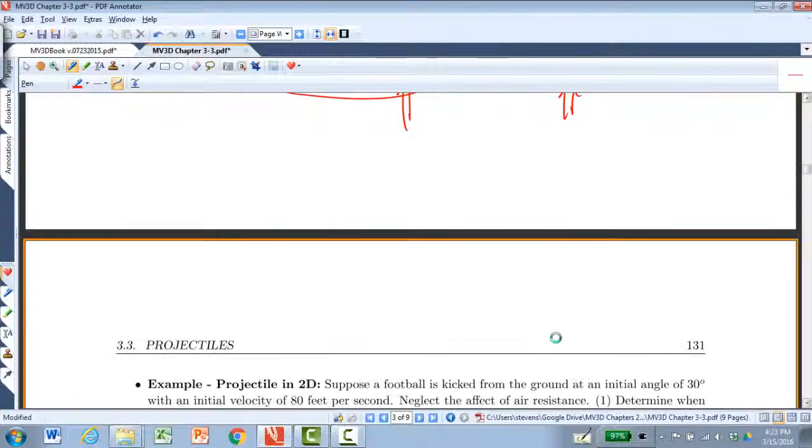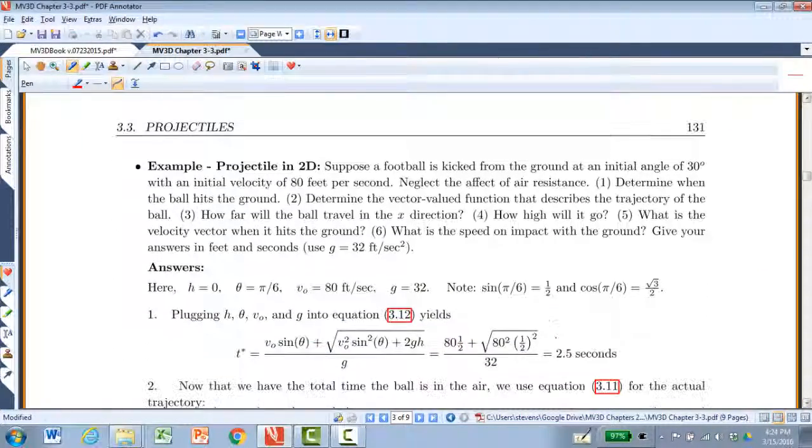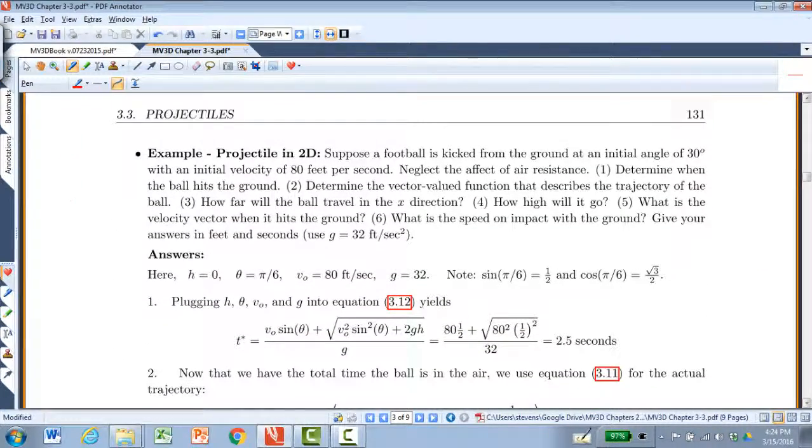Okay, so let's do an example. We're going to have a football that's kicked at an angle of 30 degrees, all right, that's 30, and 80 feet per second. All right, notice that's all I'm giving. 30 degrees, 80 feet per second. And I can tell you all about what happened to this football, right?